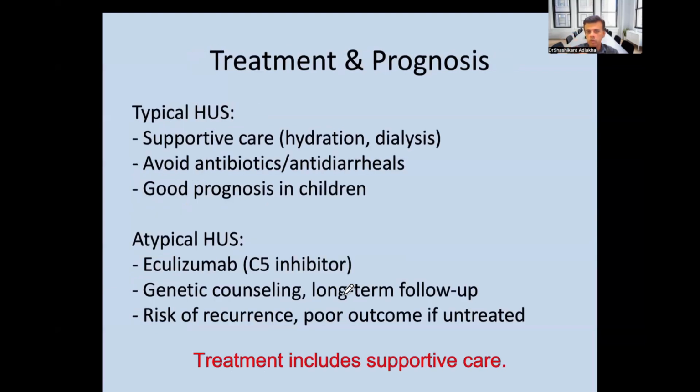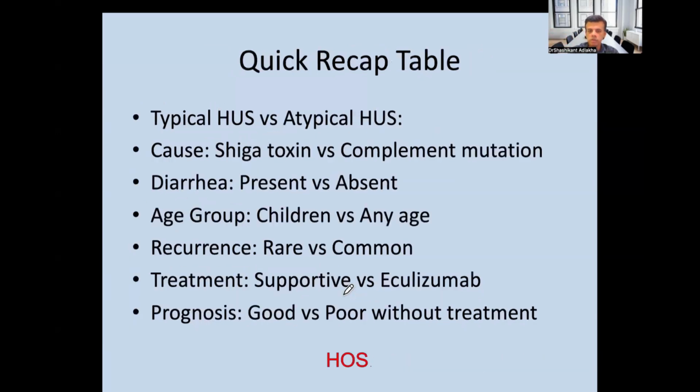Treatment includes supportive care, with no antibiotics for typical HUS. IV fluids and hydration are given, and dialysis may be required for acute renal failure. It is generally self-resolving with a good prognosis. If antibiotics or antidiarrheals are given, this may release more Shiga-like toxins and worsen the situation. Atypical HUS, on the other hand, is treated with the C5 inhibitor Eculizumab. Genetic counseling and long-term follow-up are needed, and there is a risk of recurrence. Outcome is poor if it is untreated, and generally the prognosis is poorer compared to that of typical HUS.